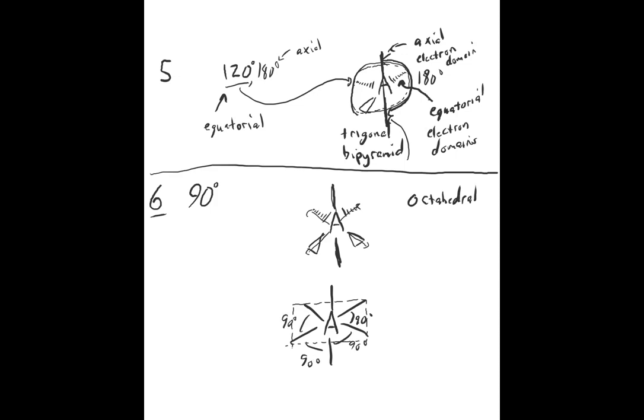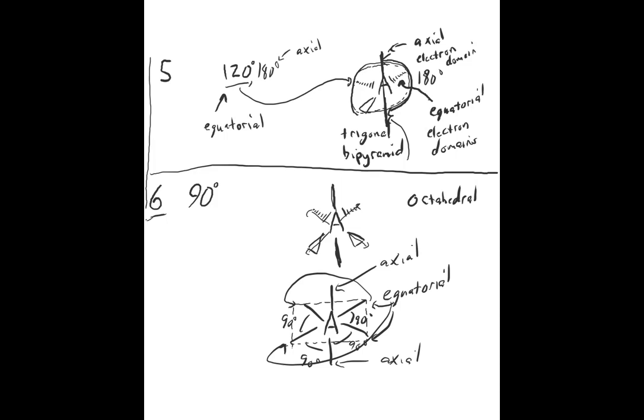Okay, even these ones, again, these ones in the middle are called equatorial, just like with the trigonal bipyramid. And then the ones on the top and bottom are called axial. Okay, so there's a similarity between this 5th one and 6th one, the trigonal bipyramid and the octahedral. Those are the names of those.